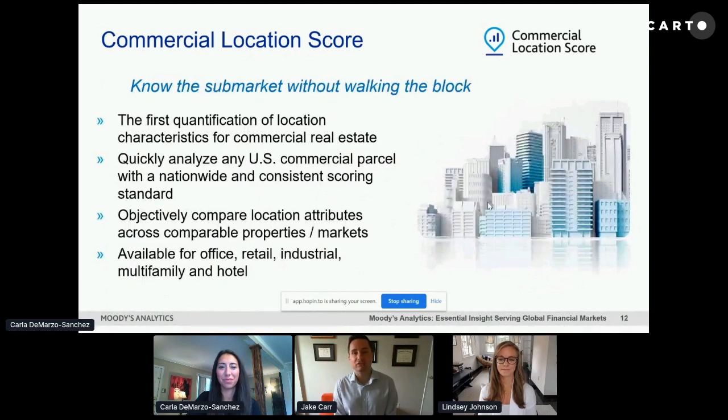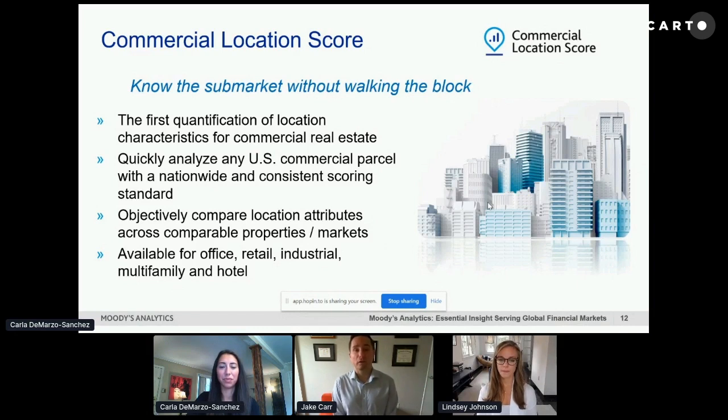And our original tagline for CLS was know the submarket without walking the block. Now, the issue here is that most CRE market participants, when they're doing analysis, are working with data, probably from REIS, that's been aggregated up to the metro or some other type of market geography. If you're lucky and you're using REIS data, you can also get data at the neighborhood or submarket level. But our goal was to go even more granular than that, and you can't get more granular than the individual property or parcel level. And so that's where CLS comes into play.